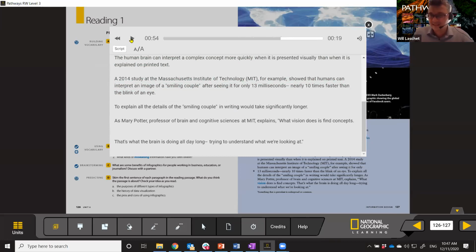I was going to pause there. I can see a lot of you are putting in there 13. Now we've got this word here, a word that perhaps we don't often encounter. So I'm just going to play this again. After seeing it for only 13 milliseconds. Now I'm interested in this word.